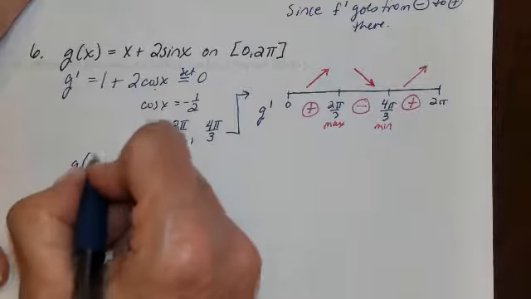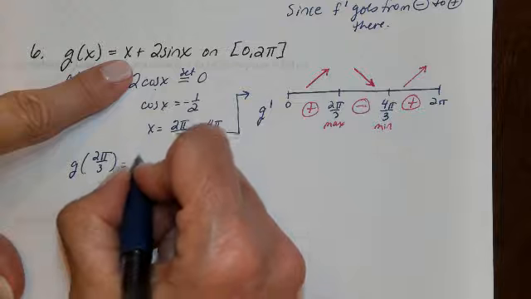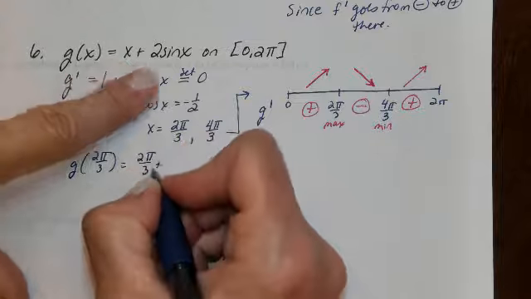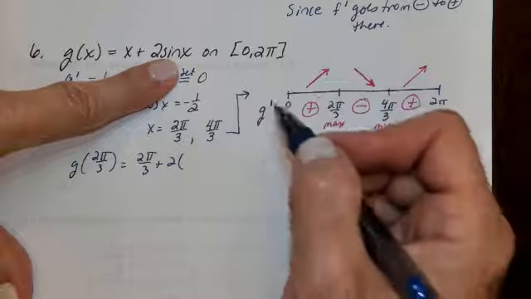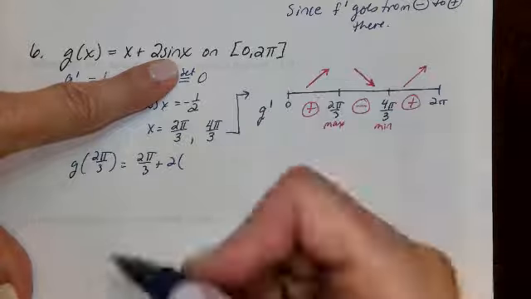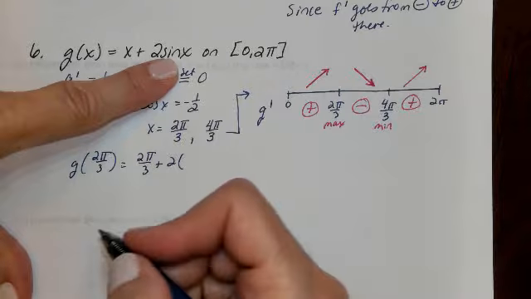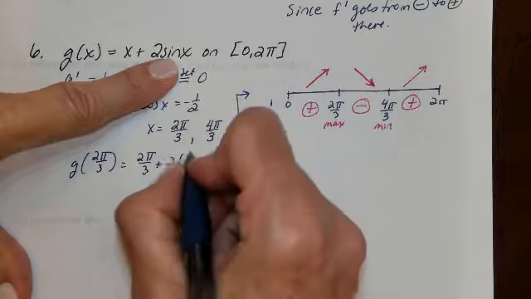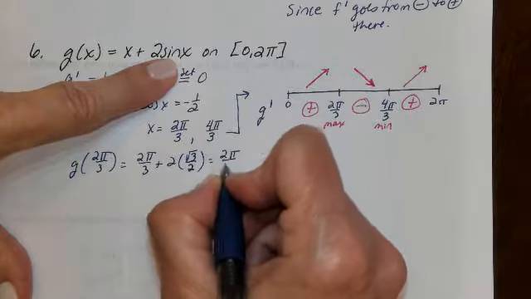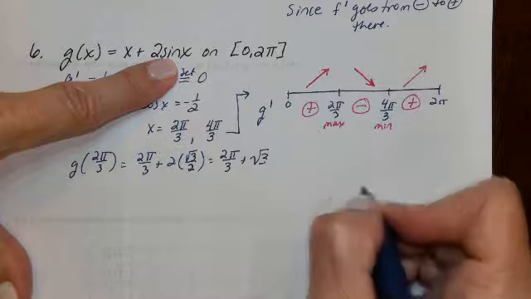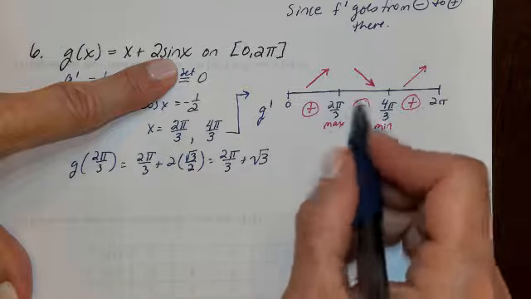So g at 2 pi over 3, we're putting 2 pi over 3 in for x. This will be 2 pi over 3 plus 2 times sine of 2 pi over 3. Here's where I would pause and I'd ask the class, what is sine of 2 pi over 3? Okay, got to know all those unit circle values. Well, it's positive because it's in quadrant 2, and since it's pi over 3, sine is square root of 3 over 2. So this will be 2 pi over 3 plus square root of 3, like that. And that will be our relative max.